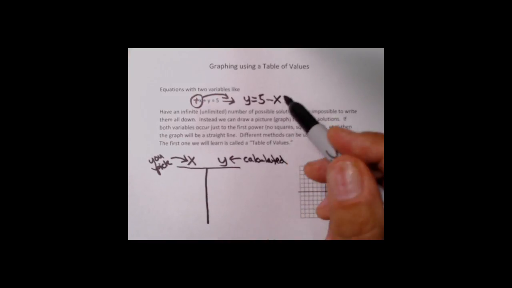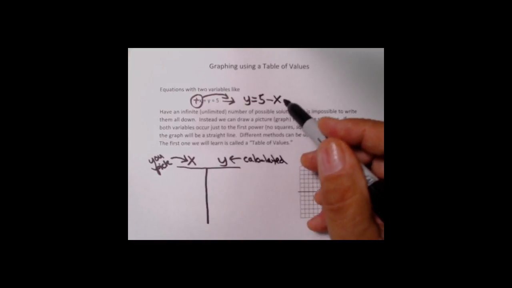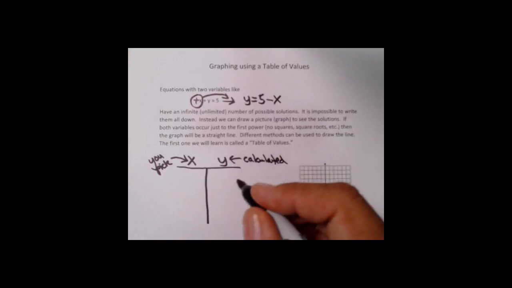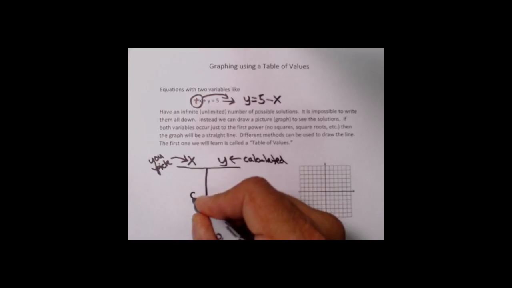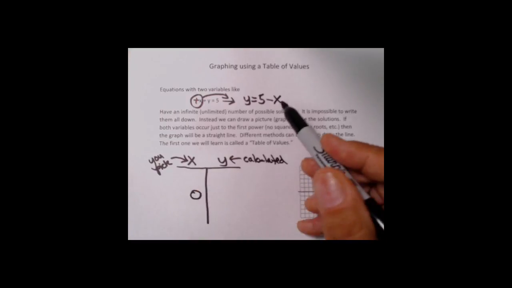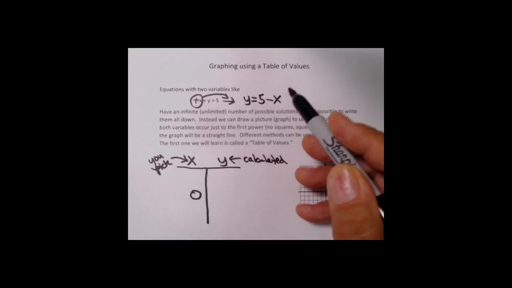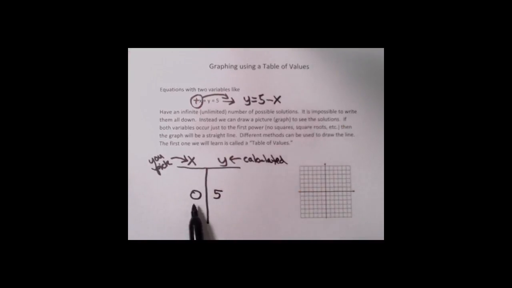Now, my favorite x value is x equals 0 because it's so easy to figure out what the y value is. So let's put that in here. I'm not going to make it my first entry. I'll make it my second here. So x equals 0. Now, if x equals 0, this would be 5 minus 0, so y would just equal 5. And there is our first xy pair that's on our graph line. We'll graph it over here in just a moment.